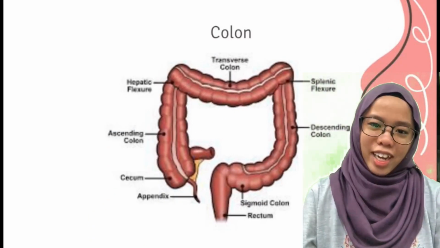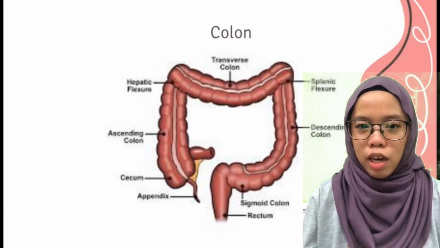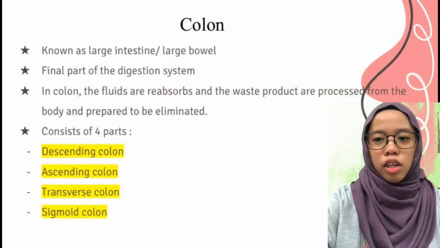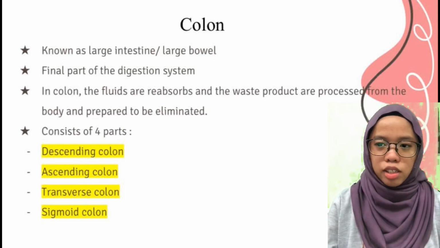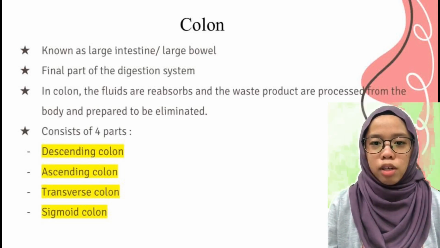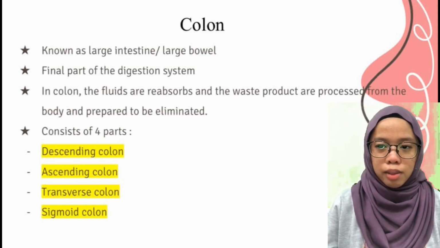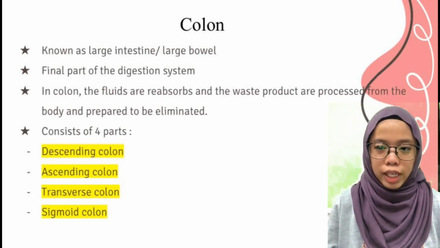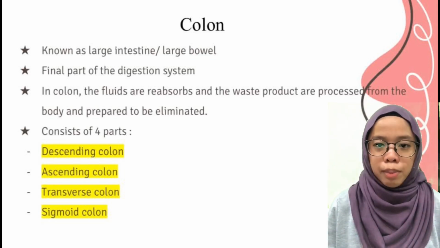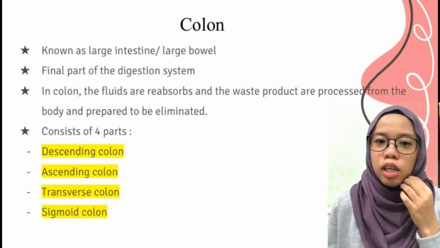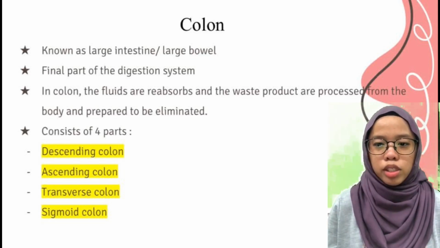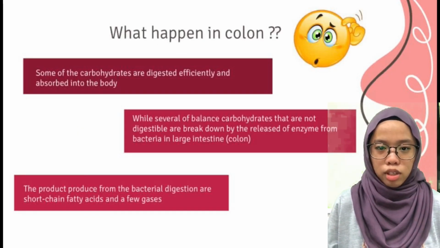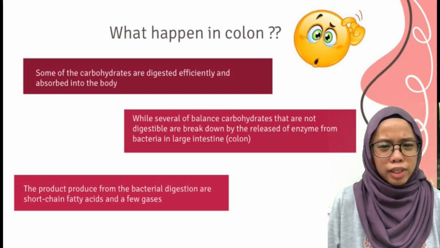Okay, so next I would like to share my part, which is the colon. The colon is known as the large intestine or large bowel. It is the final part of the digestive system. In the colon, the fluids are reabsorbed and the waste products are processed and prepared to be eliminated from the body. The colon consists of 4 parts: the ascending colon, transverse colon, descending colon, and sigmoid colon. So what actually happens in the colon?